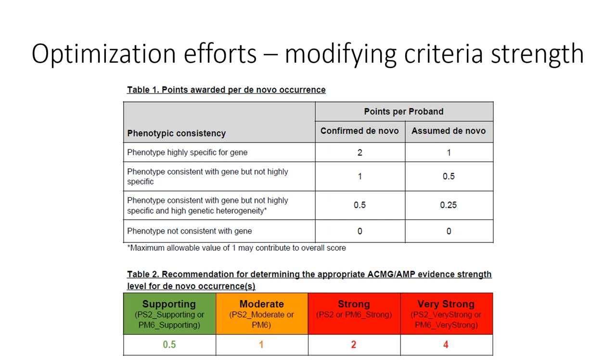The ClinGen Sequence Variant Interpretation Working Group is also developing recommendations to modify the strength of specific criteria depending on different factors. These tables, which are available on the ClinGen website, provide guidance on increasing or decreasing the strength of de novo evidence for a variant, taking into account whether the de novo status is confirmed or assumed, whether the patient's phenotype is consistent with the disorder, and the number of de novo observations. And over time, additional recommendations are expected with respect to other criteria.